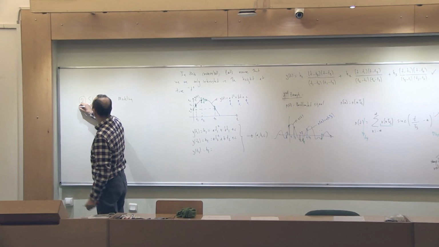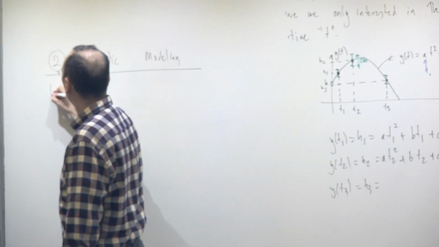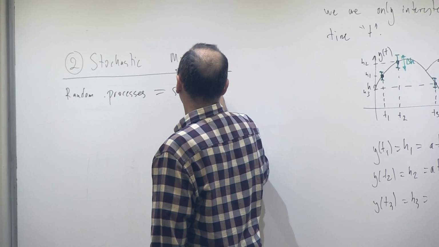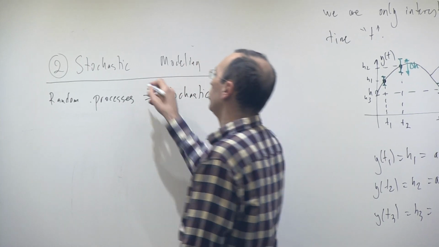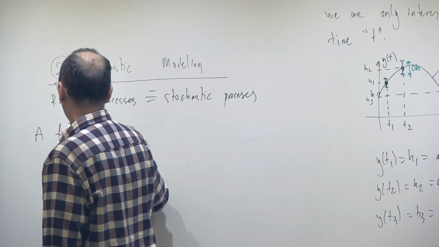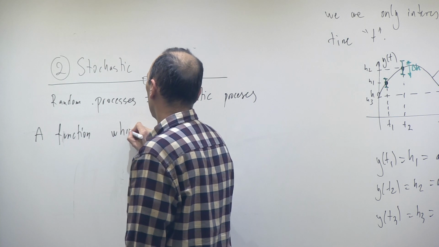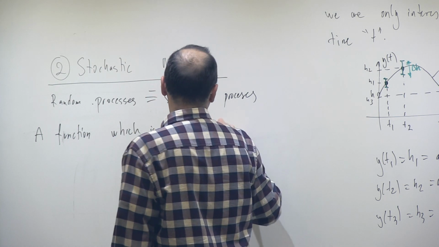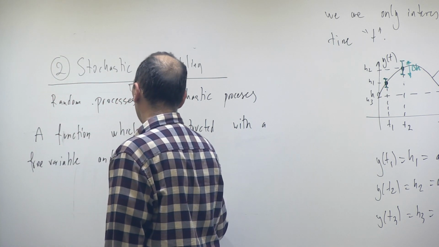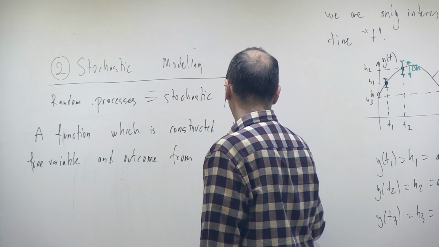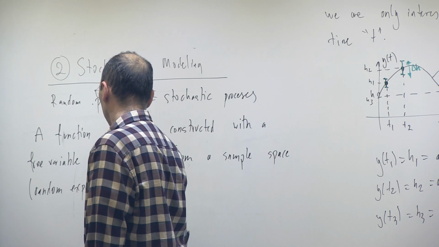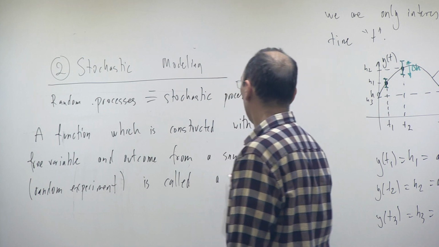Okay, so we are continuing from this point. So this is also called random processes, which is equivalent to stochastic processes. So both of them are equivalent. And I would like to define a function which is constructed with a free variable and an outcome from a sample space. So the sample space is related with a random experiment. This is called a random process.